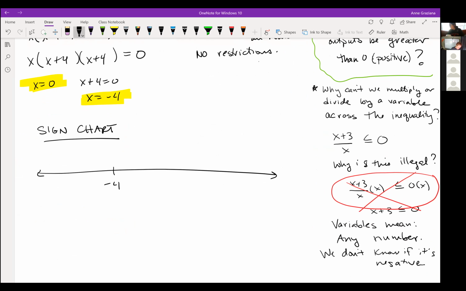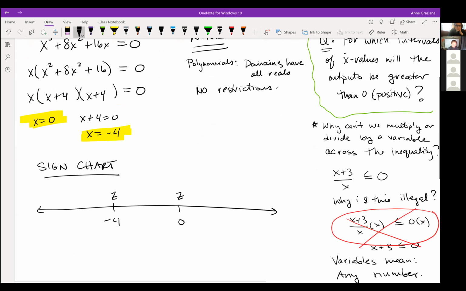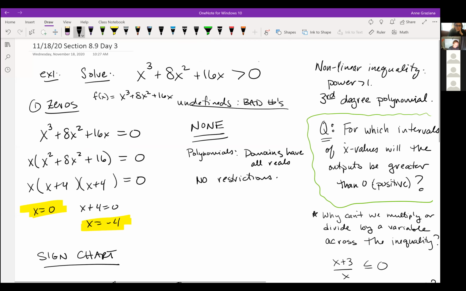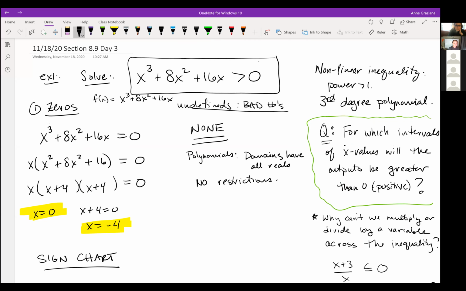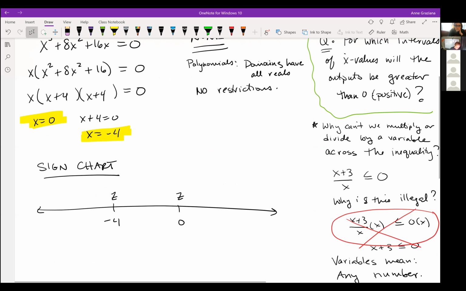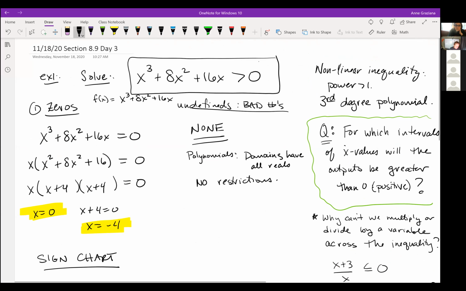So on my sign chart goes -4 and 0, and these are zeros. What I want to do is just do a little check right now to see if we include these. So let's go back and look at our original problem. Are zeros included? No, because there's no equals in there. So I'm going to put open circles here. Do you guys understand that the zeros mean if I plug -4 and 0 into that function, I'm going to get 0? And 0 cannot be greater than 0. That's not true. So 0 is not included.